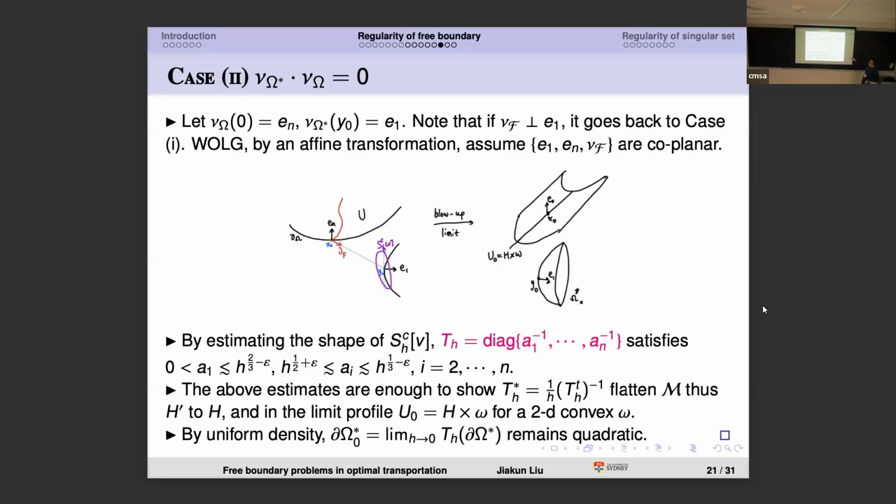Okay, and similarly, once you have the control on the level set, then you keep blowing up and figure out what's the limit profile, and the limit profile will satisfy splitting. Once you have the splitting, then you reduce the dimension. Once you reduce the dimension, you can derive a contradiction. Okay, so that's the idea.